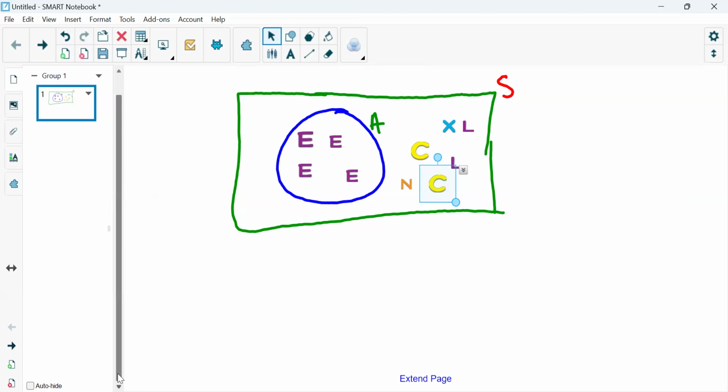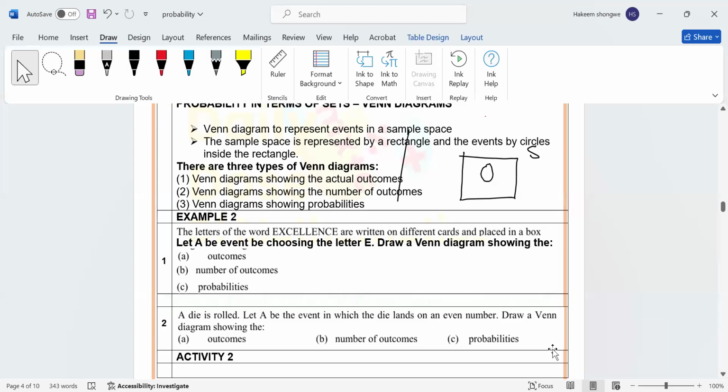After that, number 2, let's look at this. Number 2, they say we should show the number of outcomes. That's different. You are not showing the actual outcomes. You are not showing E, you are showing the number. How many do you have of E? How many do you have which is not E? How many do you have in total? How are you going to do that one then?